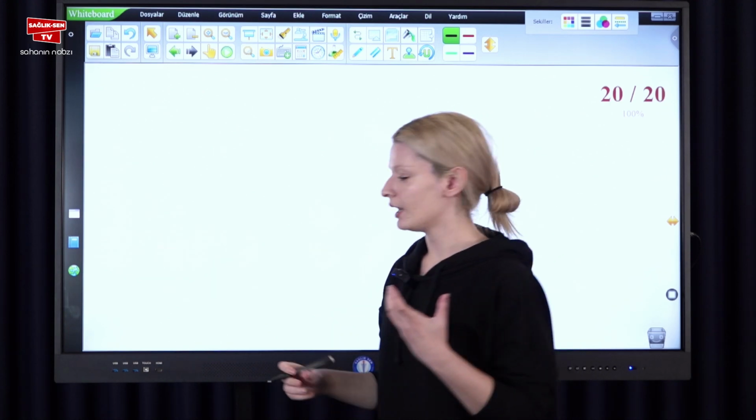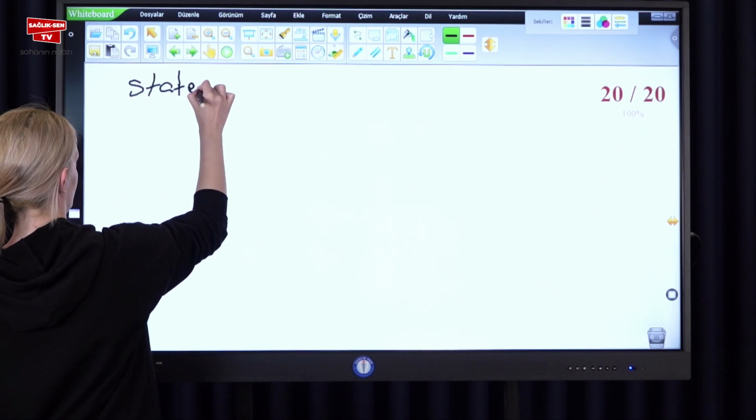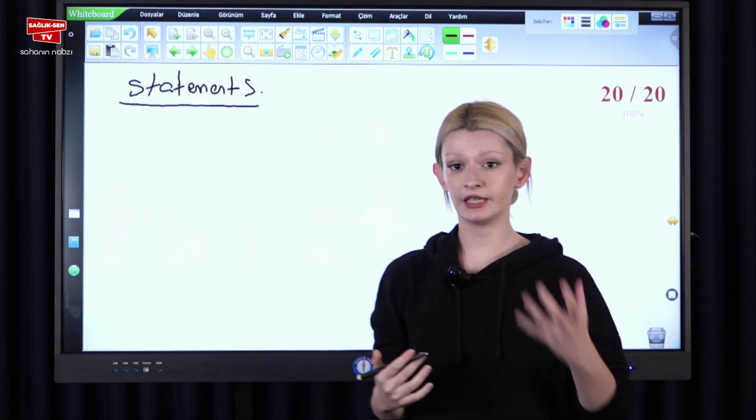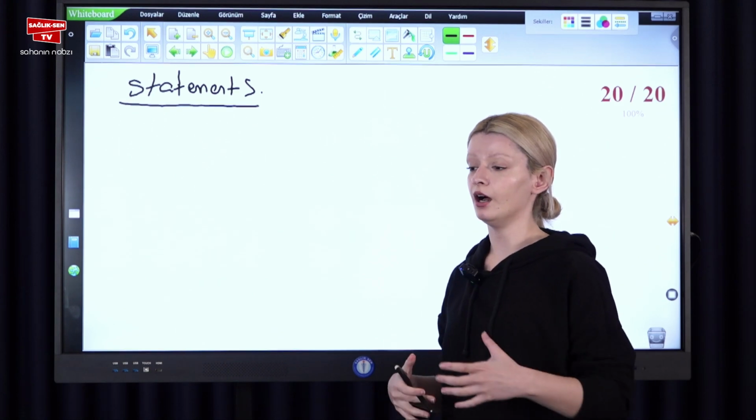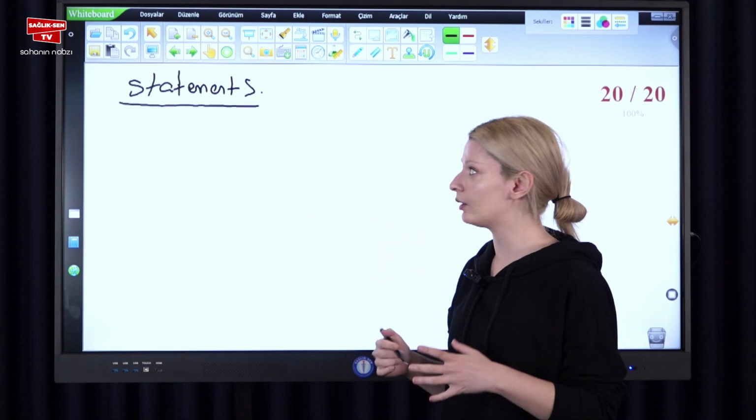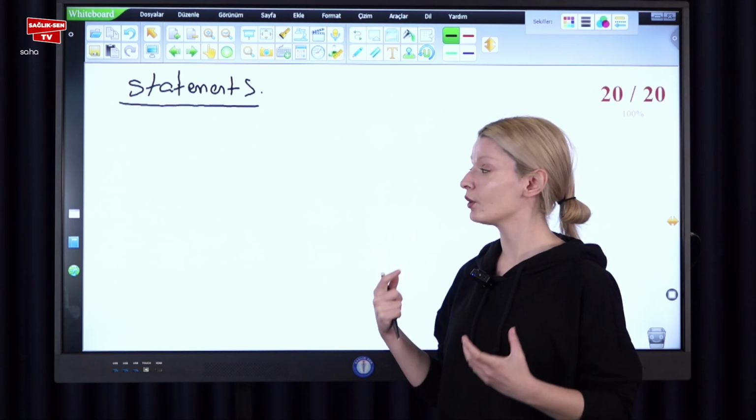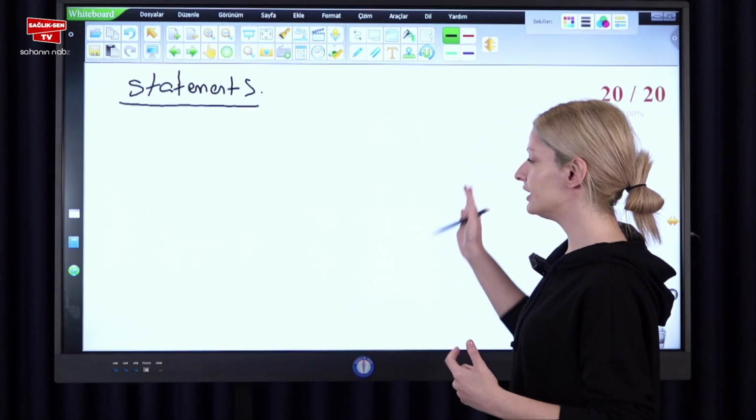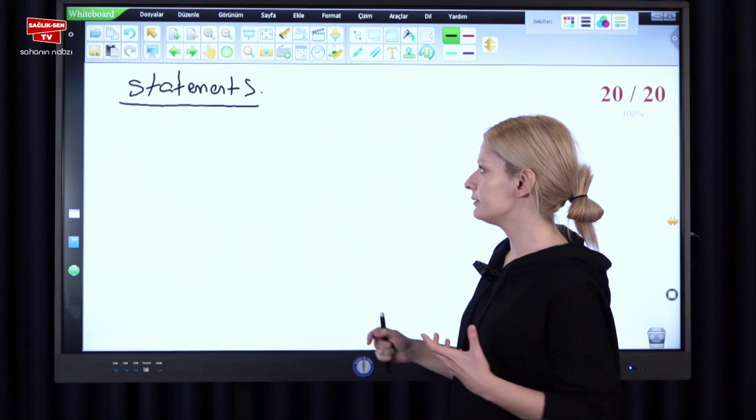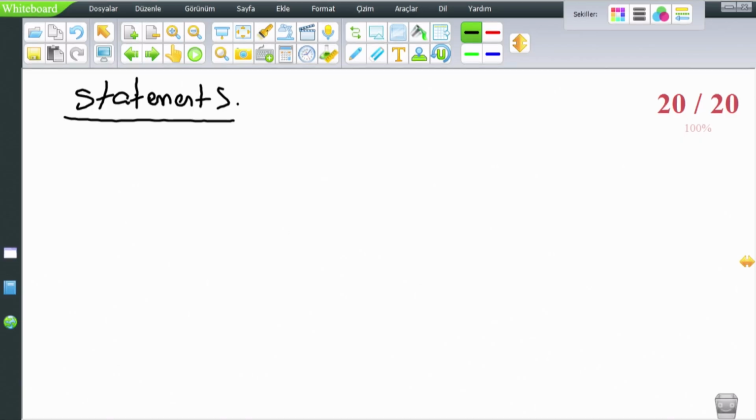Now, we will talk about statements. How do we report someone else's statements, sentences, affirmative or negative? And then we will talk about questions, how do we report our question sentences. The thing here, when we're delivering other one's statements, we're going to change our tense.